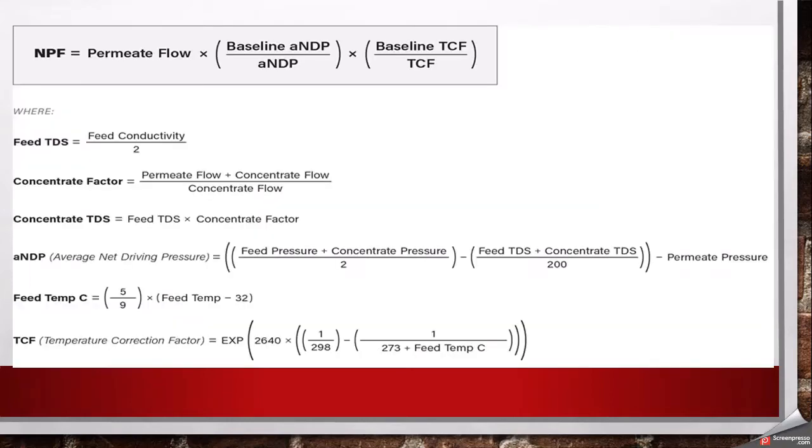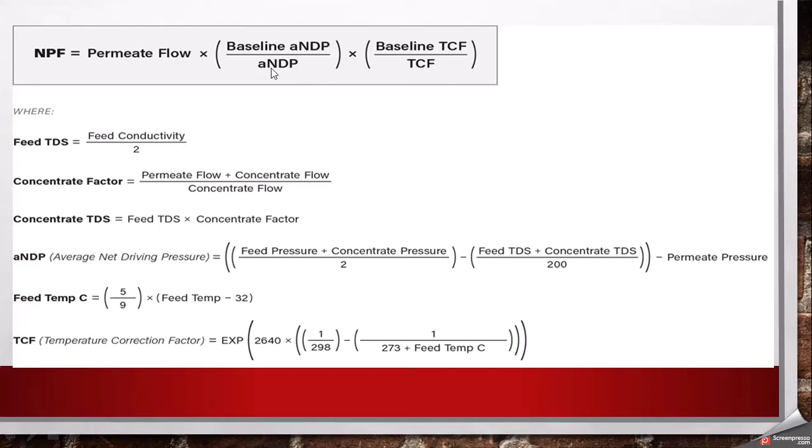Now, I will not take too much time, but this is the way of calculating the NPF. NPF is basically the permeate flow which we read from the instrumentation. Then we use a baseline at a normalized differential pressure, and it is divided by the average net.